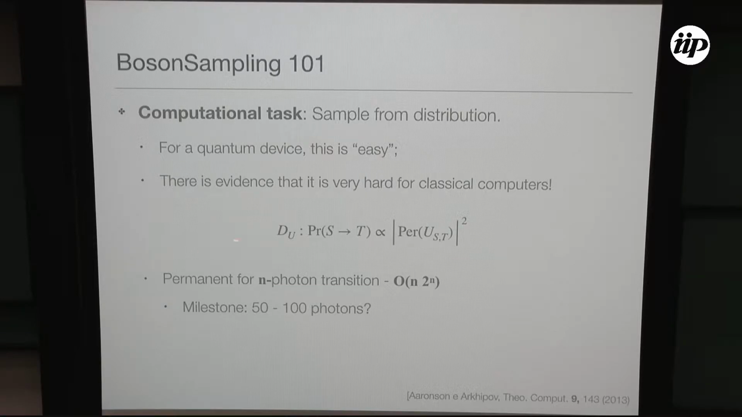On the other hand, there is good evidence that it would be very hard for a classical computer to simulate, to sample from this distribution. And the underlying reason is that the transition probabilities here are given by this permanent function, which is a matrix function that is very, very hard to compute, okay? And the fact that the probabilities are given by these permanents suggests that a reasonable milestone would be to perform an experiment of this type with roughly 50 or 100 photons, because then you would already be doing something that even a classical supercomputer can't really simulate, okay?